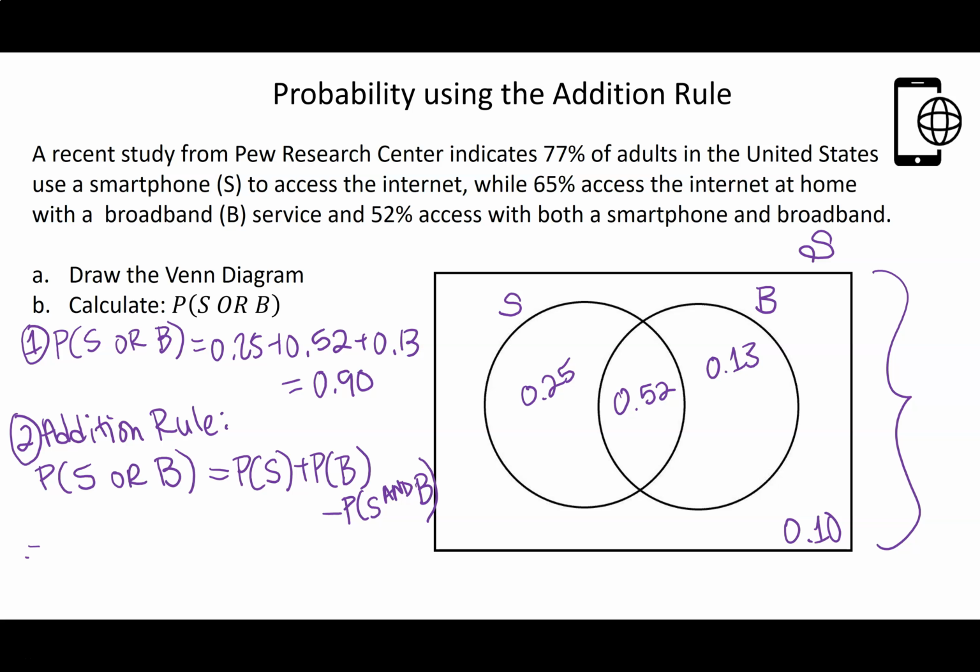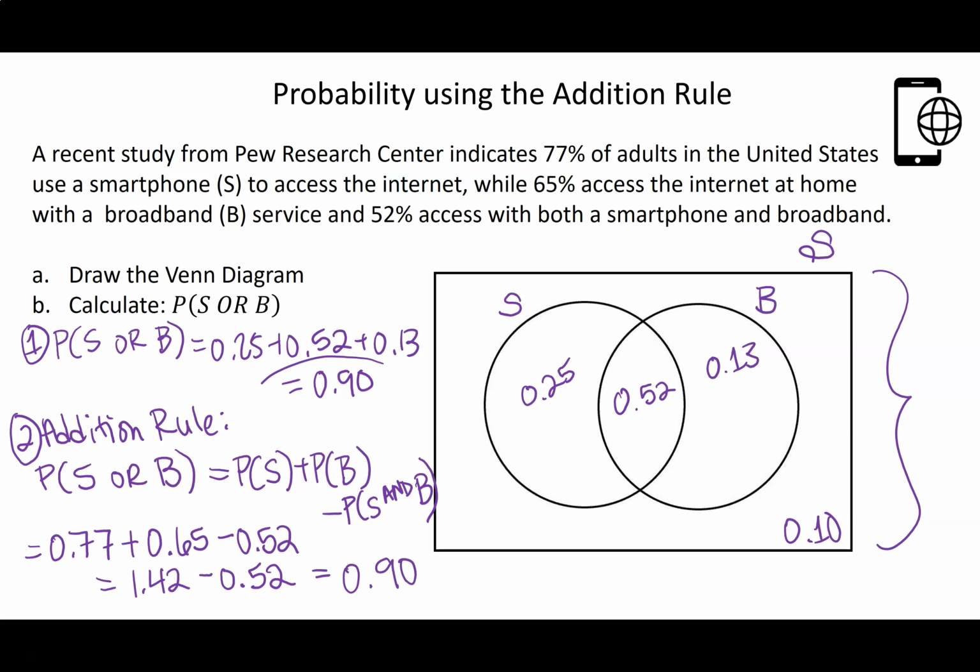Okay, so the probability of smartphone, that was just that 0.77, plus the probability of broadband, that 0.65, minus 0.52. So go ahead and add here 0.77 plus 0.65. We're going to get 1.42 minus 0.52. And I hope it doesn't surprise anyone, you get 0.90. Your answers absolutely should match.